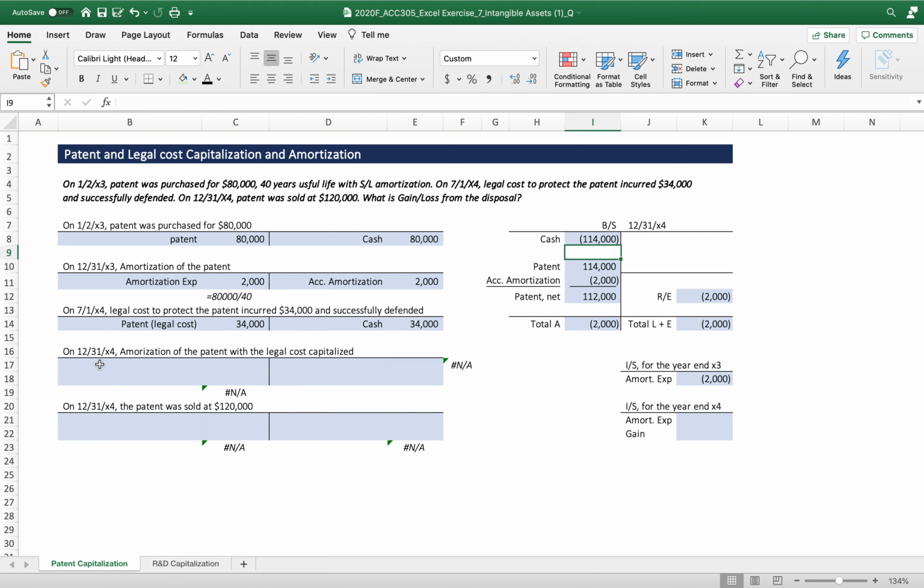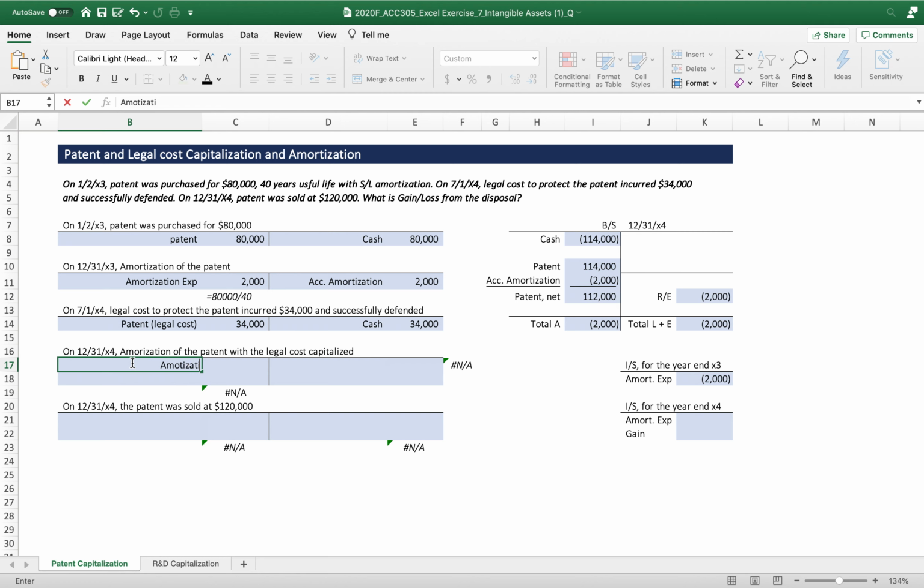We need to amortize separately. Why? Because the patent was purchased on January 2nd, year 3, and that has a 40-year useful life. But the patent legal cost was incurred on July 1st, and runs up to the end of the 40 years, right? So we have a different useful life between the patent and the legal cost. So let me show you.